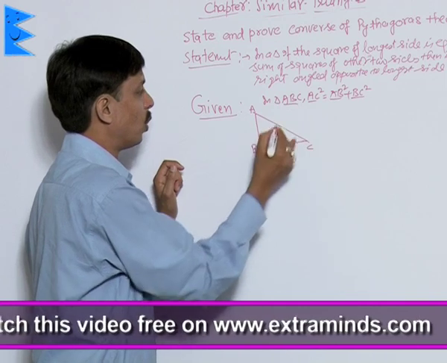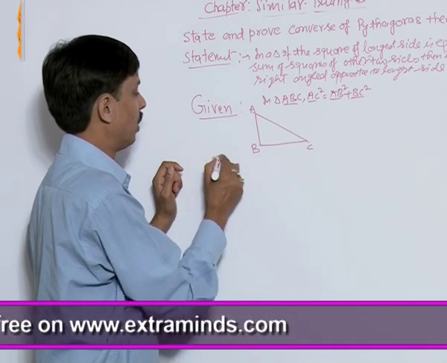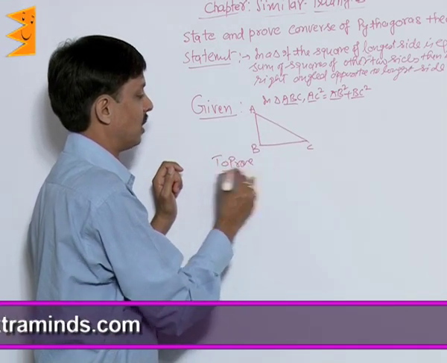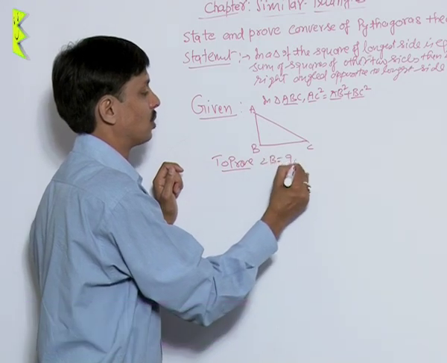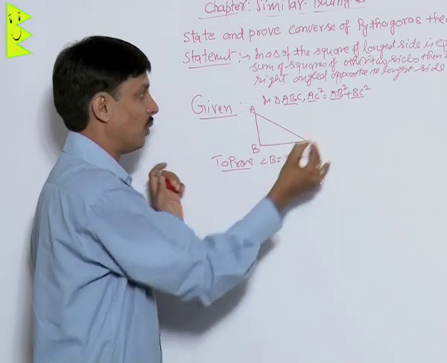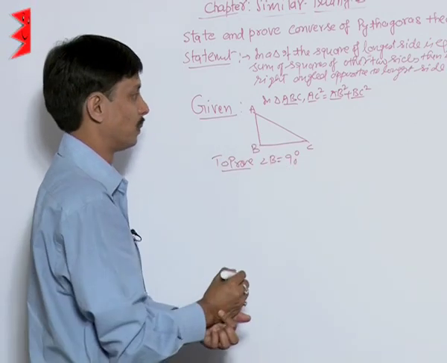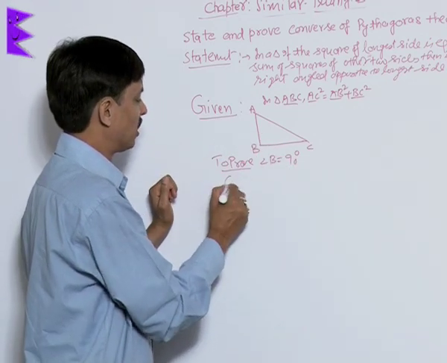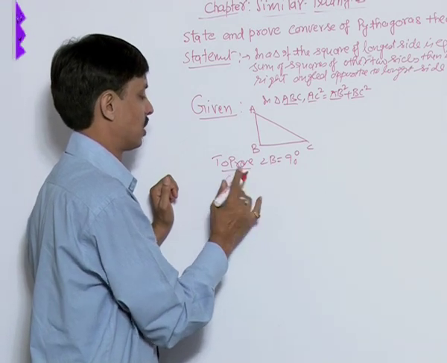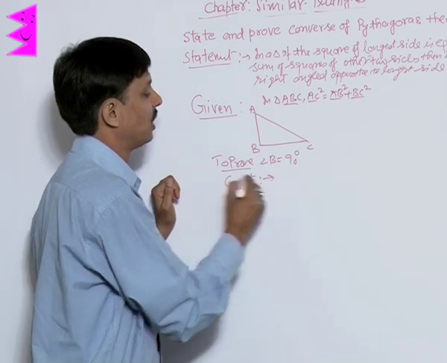What we want to prove in this triangle? We want to prove that the angle B is equal to 90 degrees. This angle B, which is opposite to the longest side, is 90 degrees. This we need to solve. In order to prove this result, we will go for a construction. What is the construction here?